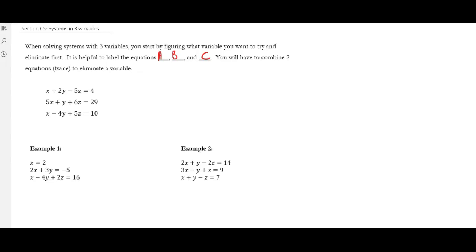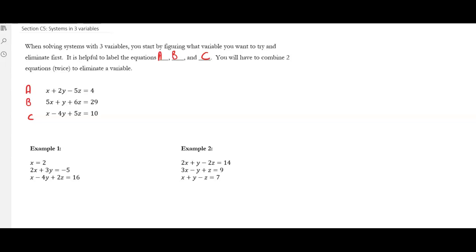So I'm going to start off with this first one. We're not going to finish this first one off, but I'm going to show the process. For A, B, and C, I have x's: 1x, 5x, 1x. I have y's: 2y, 1y, 4y. And then I have z's: 5z, 6z, 5z. It really doesn't matter which variable you want to get rid of here because they're all different. If I were to choose one, I probably would choose the y's.